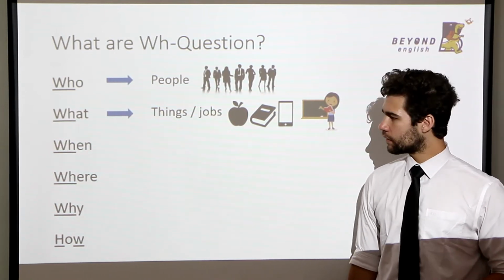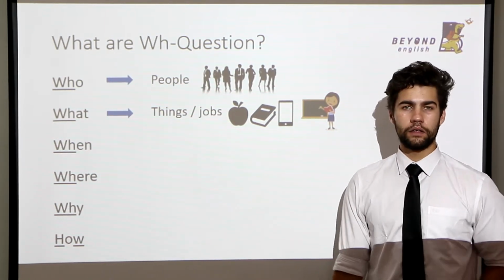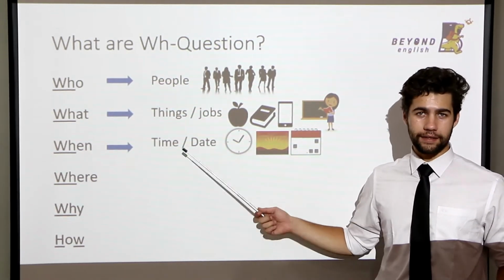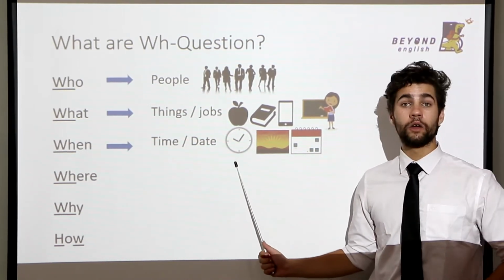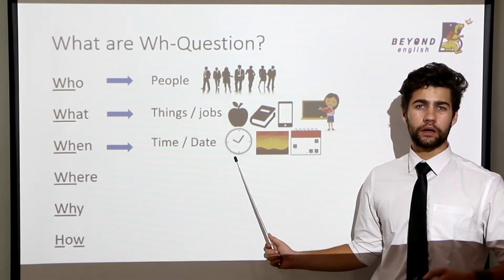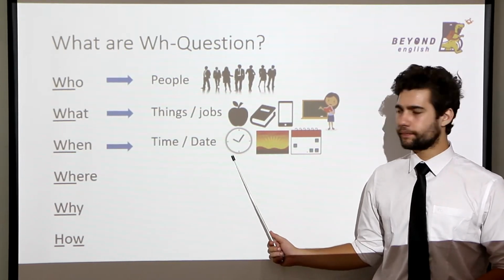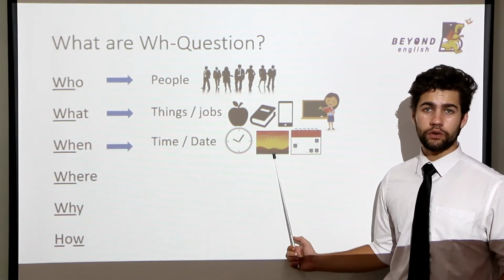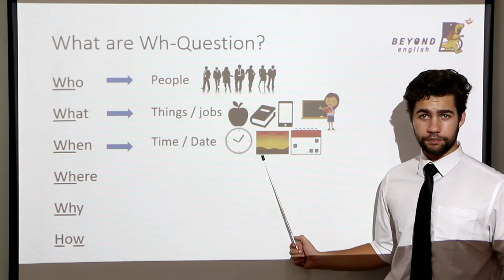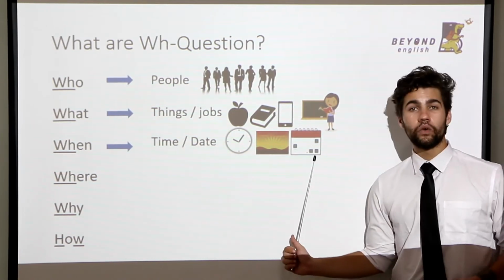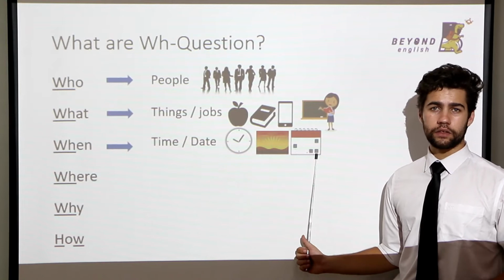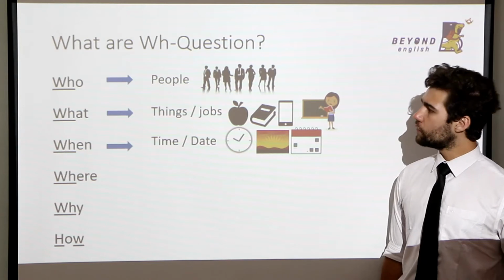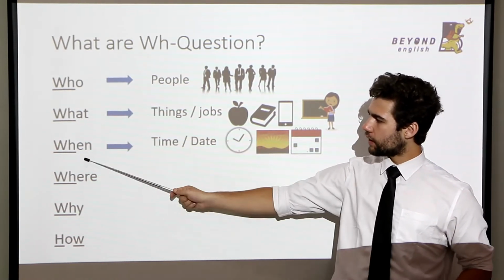Let's keep going. What about when? Well, we always use when to talk about time or a date. So, we can say 1 o'clock, 2 o'clock, 3 o'clock. We can say in the morning, in the afternoon, or in the evening. And we can also add a date. So, March 5th. Okay, so that is who, what, and when.